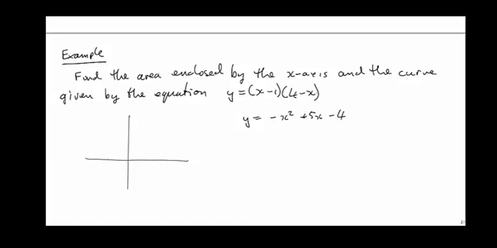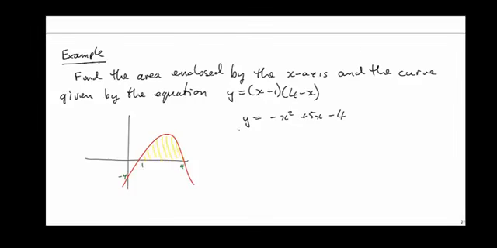And we can see from the original equation that it crosses the x-axis with x equals 1 and x equals 4. And from the expanded equation, it crosses the y-axis when y is minus 4. And so the curve looks like that. And this is 1, and this is 4, and this is minus 4. So the required area is the area under the curve and above the x-axis, like that.